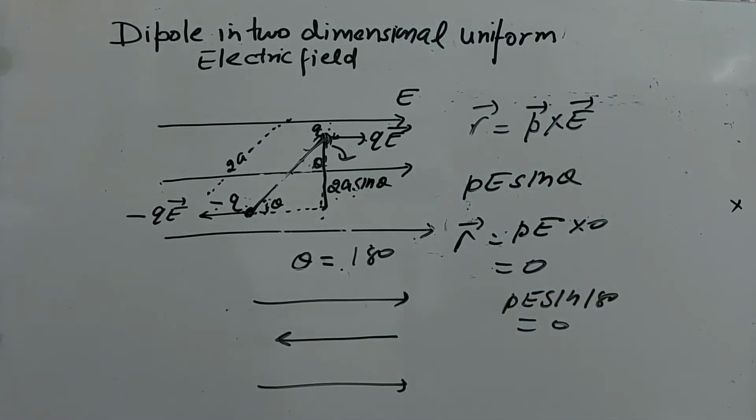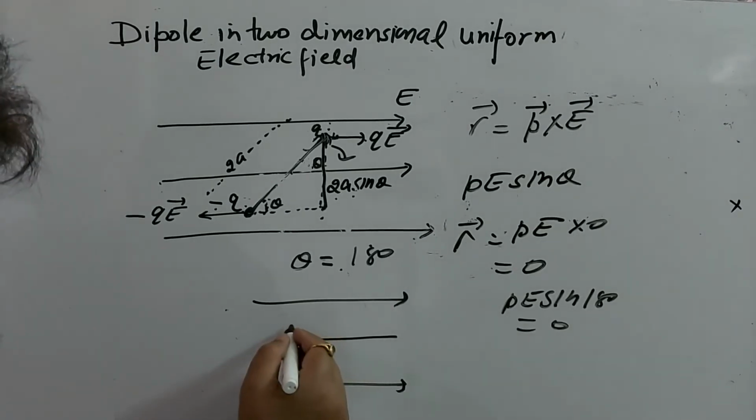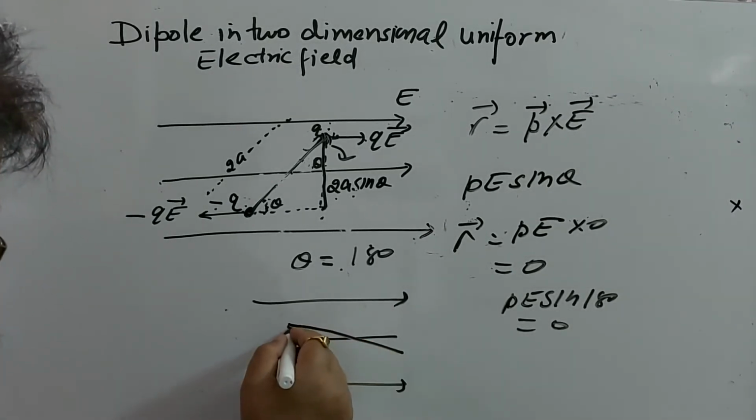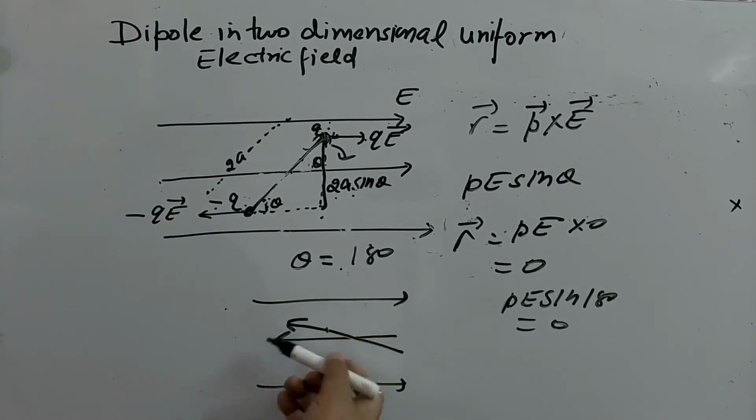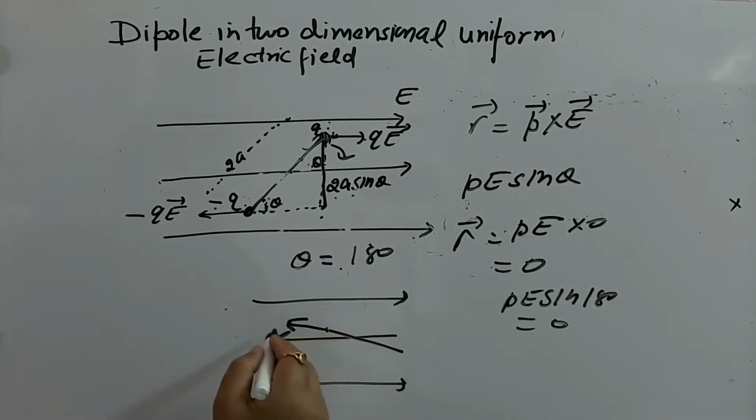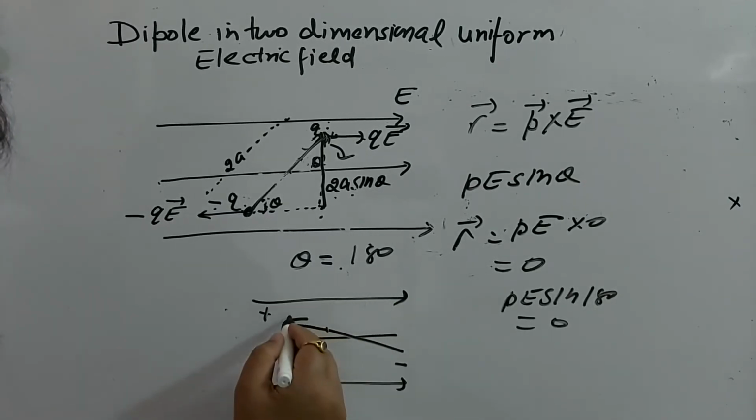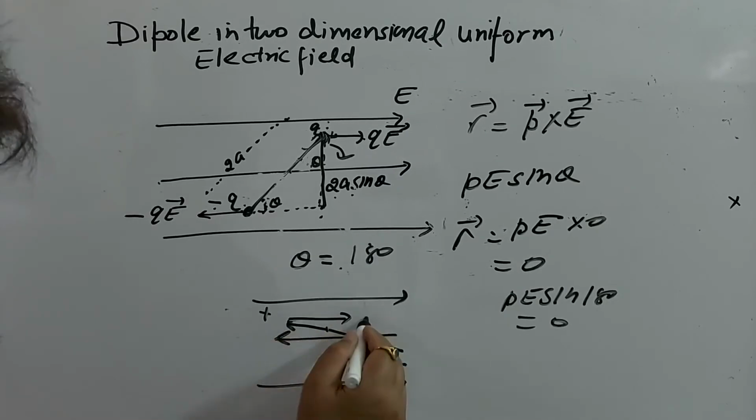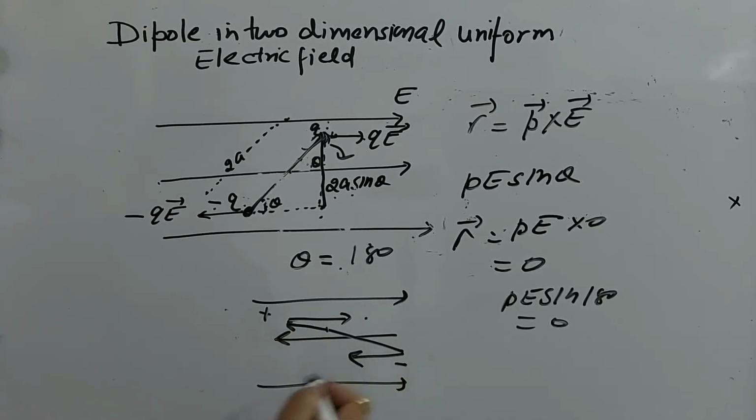No torque will be acting. But if it is slightly displaced like this through some angle, now this is plus and this is negative charge, so this will experience force along this line and this will experience force along this line.